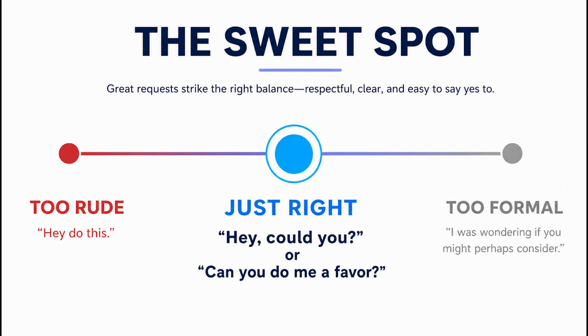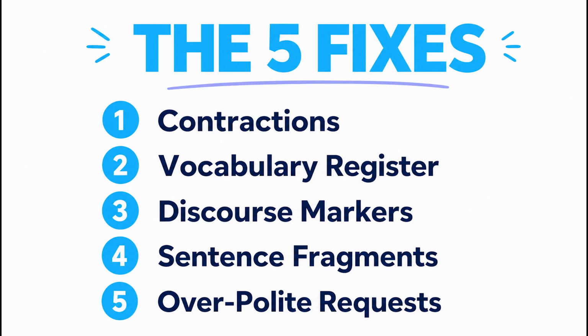Okay, 5 things. Contractions, vocabulary register, discourse markers, sentence fragments, and over-polite requests. None of these are tips for sounding cool. They are the actual patterns of casual American spoken English, the same ones native speakers use without thinking because they've been hearing them their entire lives. You didn't grow up hearing them, so now you have to hear them deliberately. In every show you watch, every podcast you listen to, every conversation around you, you'll start catching them. And once you hear them, you can use them.